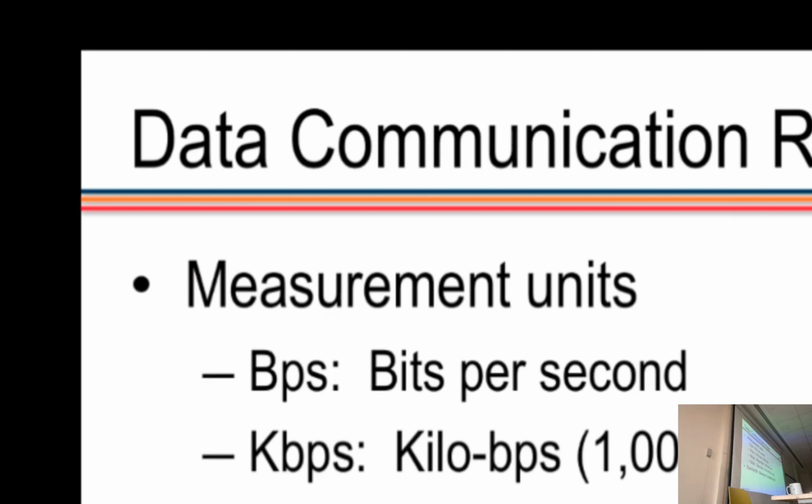Bits per second, kilobits per second, megabits per second. If this b is small, it is bit. If it is big, it is byte. So it's 8 times difference. Bandwidth means maximum available rate.